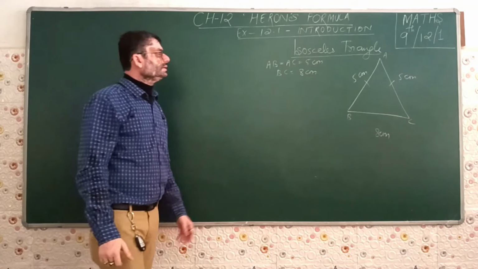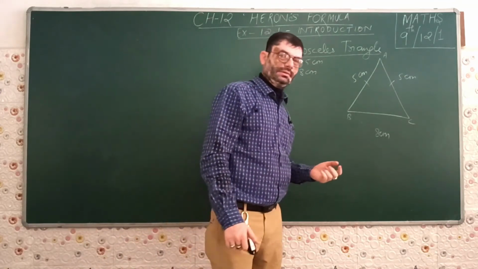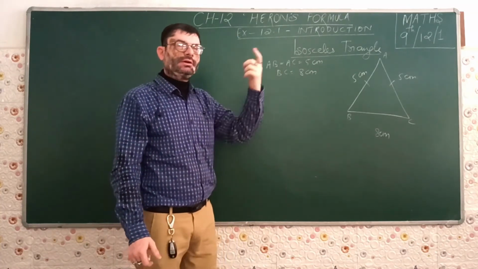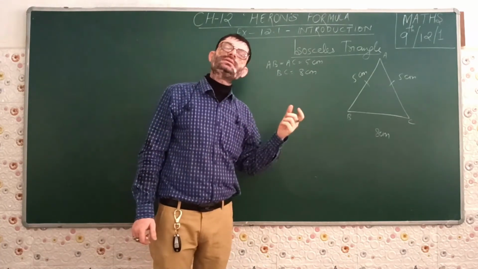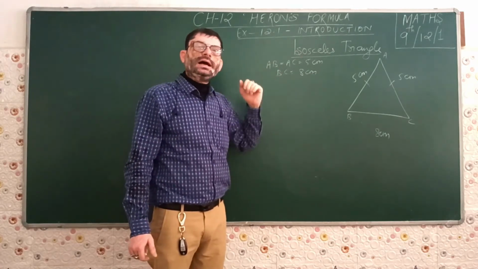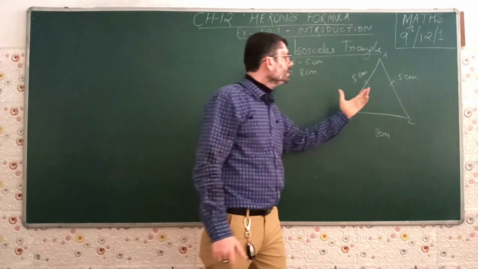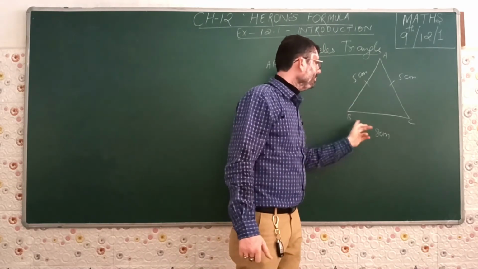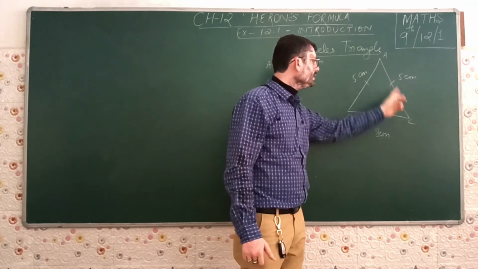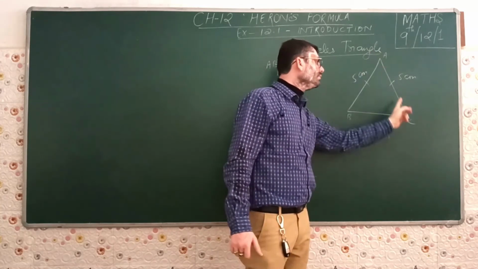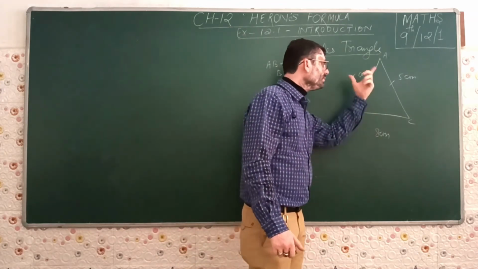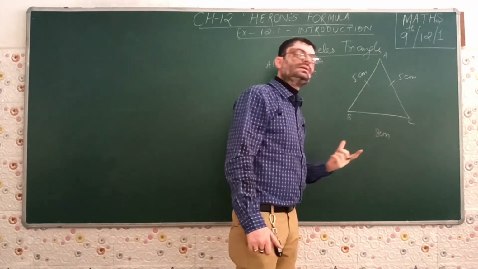The next triangle is isosceles triangle. How do we find the area of an isosceles triangle? What we have learned in our previous classes, area is half into base into height. But again the height is missing. We have considered an isosceles triangle ABC, where the two sides which make it isosceles are AB and AC. That is, AB is equal to AC is equal to 5 centimeter, and the third side that is not equal to the previous sides is 8 centimeter.